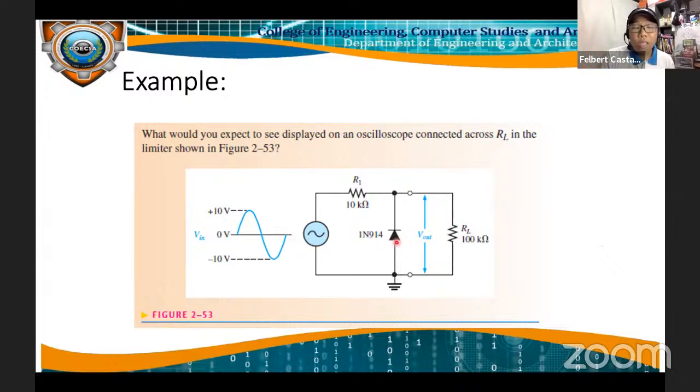Okay, again, yung pinaka-definition ni clipper is it clips off or removes part of the waveform. Tingnan natin to. Familiar, no? Ito yung previous example lang, may mga values. So 1N914 is a silicon type na diode. So kapag AC yung input, we consider positive half cycle or positive alternation and the negative half cycle or negative alternation. Okay, so first, kuha ko ng pen muna.